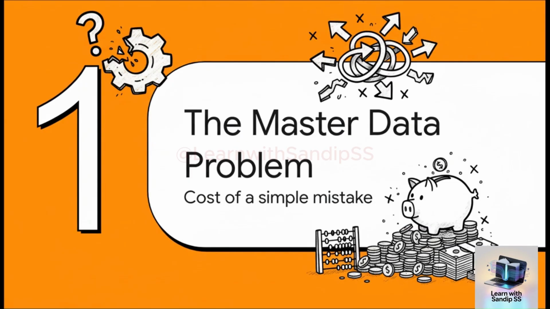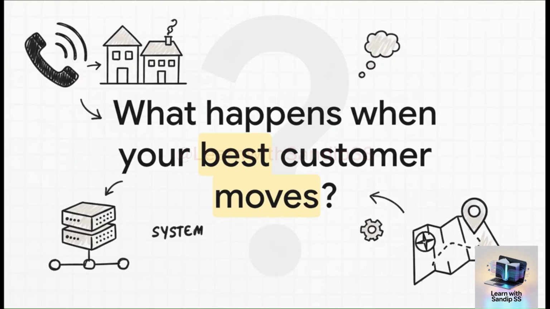All right, first up, the master data problem, or as I like to think of it, the high cost of a very simple, very human mistake. So let's kick things off with a super common scenario. Your biggest, best customer gives you a call. Hey, we've moved. Seems simple enough, right? Just update the address. But what's actually happening under the hood in the system when you do that?